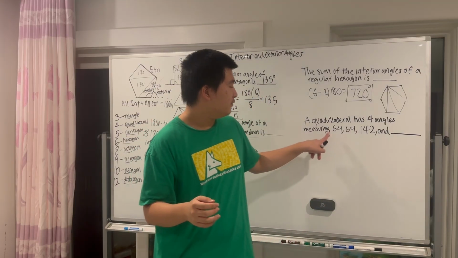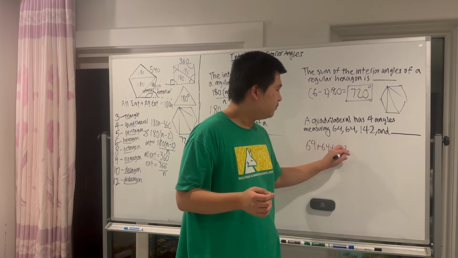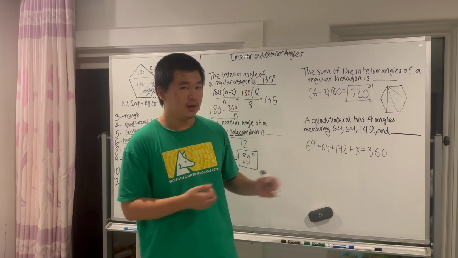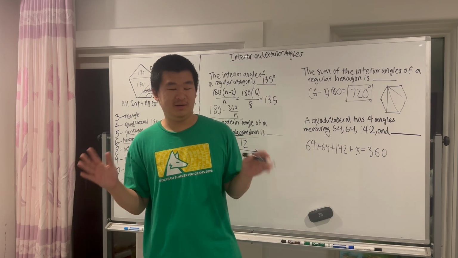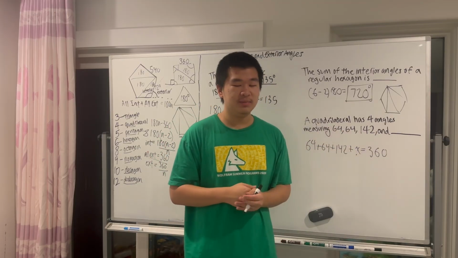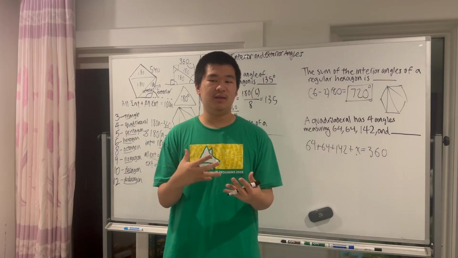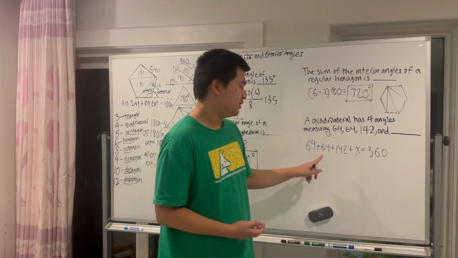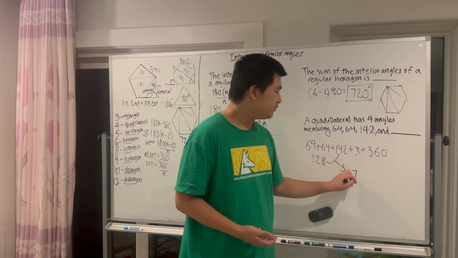So knowing that, we have 64 plus 64 plus 142 plus x equals 360. And now it's a very simple game that many of you have played before. Solve for x. But even if you don't know what x is, you can kind of understand what this question is asking. These 3 plus this something else equals 360. So what I like to do is add these first and then subtract them together all at once. 64 plus 64 plus 142. 64 plus 64, that's 128. Plus 142, that makes 270.